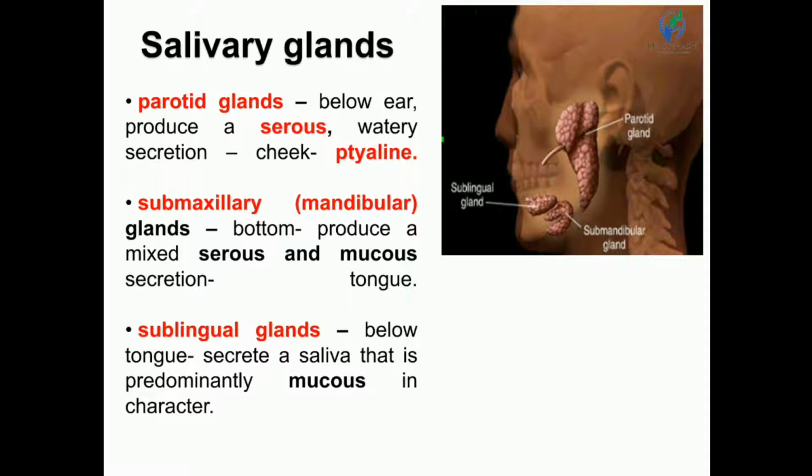It is present just below the tongue and at the base of the mandible, and it secretes a saliva that is predominantly mucus in character. So that specific mucus will have a little bit more viscosity or thickness as compared to the water.